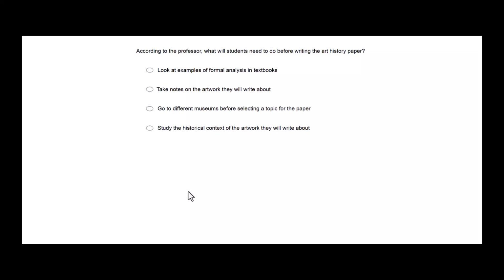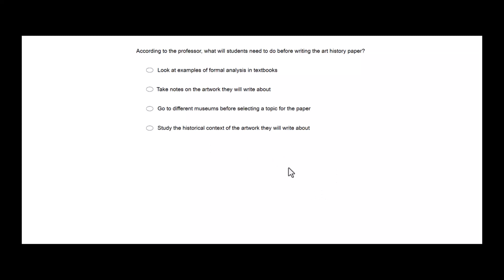This option seems correct because the first thing that the professor mentioned regarding the assignment was that the students should bring with themselves a pencil and notepad and look closely at their chosen artworks and take notes. So we keep this option as the candidate for the answer to the question and check the remaining two options.